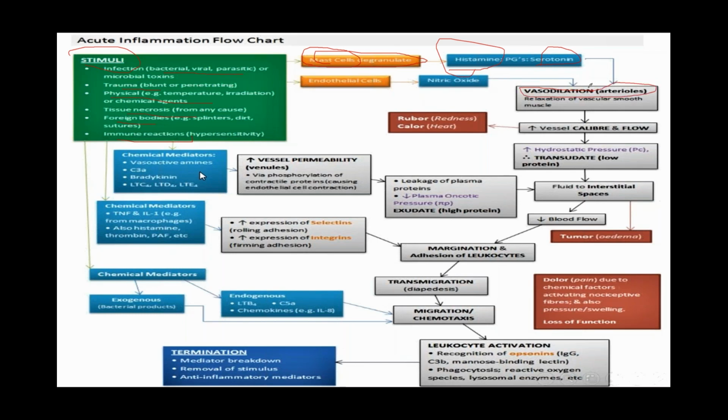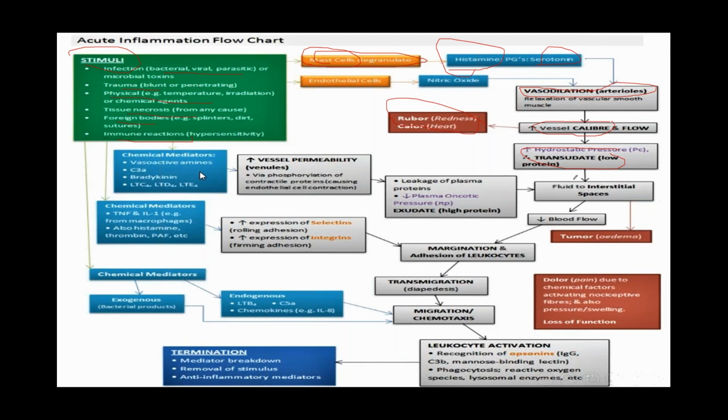In the vascular change, first there is transient vasoconstriction, followed by rapidly progressive vasodilatation. Vasodilatation is very important because it increases the vessel caliber, so it increases the blood flow and increases permeability, leading to transudate. This vasodilatation can lead to redness and hotness, which are cardinal signs of inflammation.